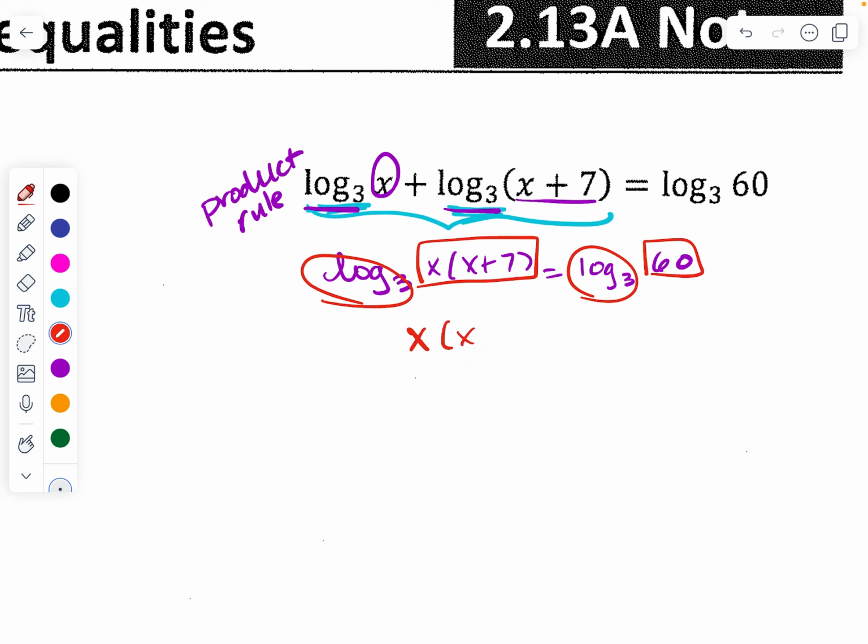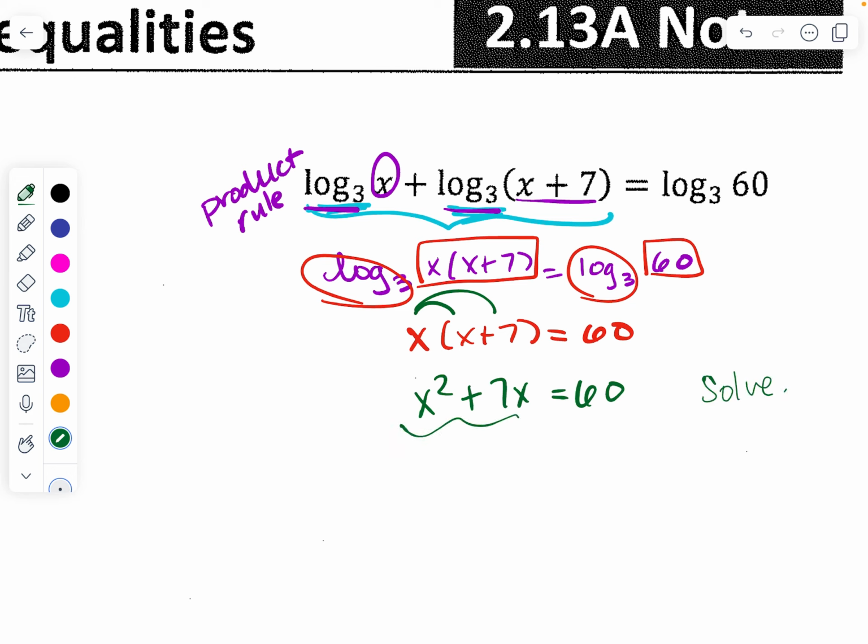So then x times x plus 7 equals 60. Well, I know that x times x plus 7 is just x squared plus 7x. Now I just need to solve. This is just a quadratic, so let's subtract that 60 over so we can set it equal to 0, because anytime we solve a quadratic, we have to set it equal to 0. So let's subtract that 60. We get x squared plus 7x minus 60 equals 0.